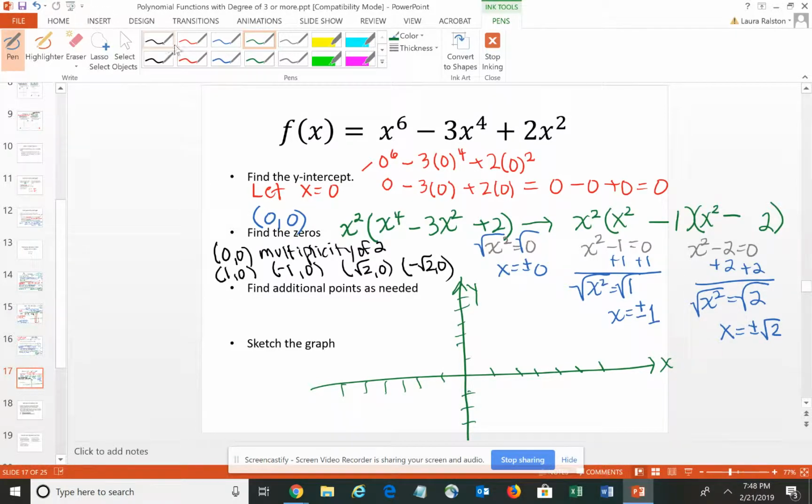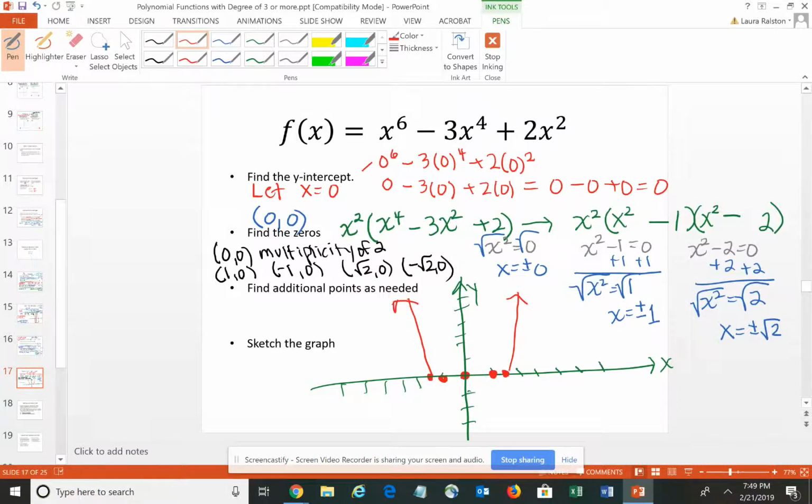Okay, we know that the y-intercept is at (0, 0). We also know that we have 2 zeros there. We have negative 1, positive 1. We have square root of 2, which is about 1.4. And we have negative square root 2, which is about negative 1.4. And we know eventually on these ends that it's going to go up on both sides.